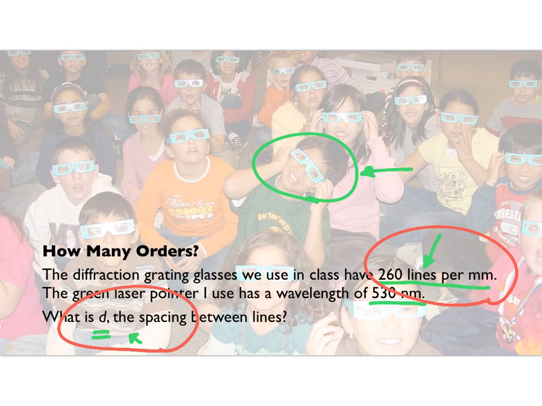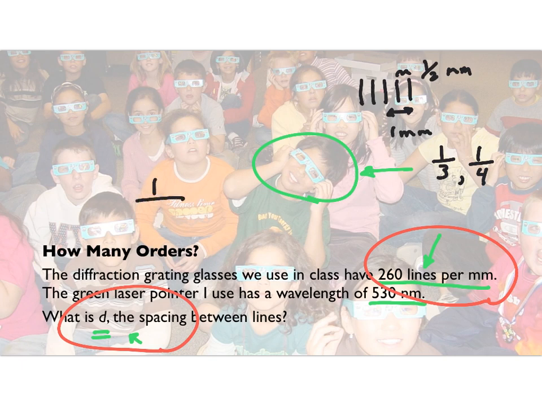Well, think about this. If I had 1 line per millimeter, these things would be 1 millimeter apart. If I had 2 lines per millimeter, if I double it up, the distance between them is just going to be 1/2 of a millimeter. If I have 3 lines per millimeter, the spacing between them is going to be 1/3 of a millimeter. If I have 4 lines per millimeter, the spacing is going to be 1/4 of a millimeter, and so on and so on. And so you can see, if I have 260 lines per millimeter, the spacing between them is going to be 1/260 millimeters. So 1/260th of a millimeter.